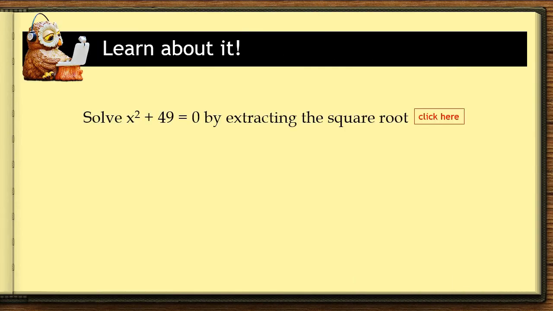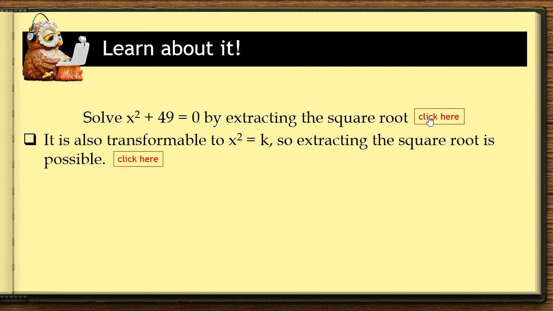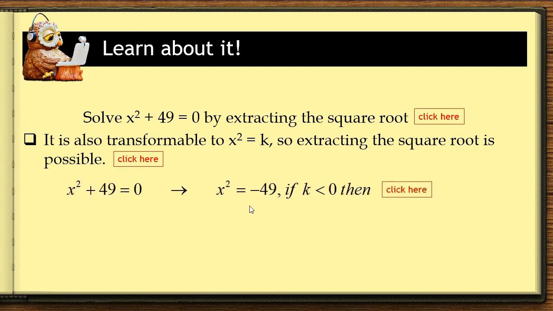Let us have another example. X squared plus 49 is equal to 0. Since it is also transformable to x squared equals k, extracting the square root is possible. So in this case, we need to convert x squared plus 49 equals 0 into the form x squared equals k. And we can see that the value of k is negative 49, which is less than 0, so it has no real solution.